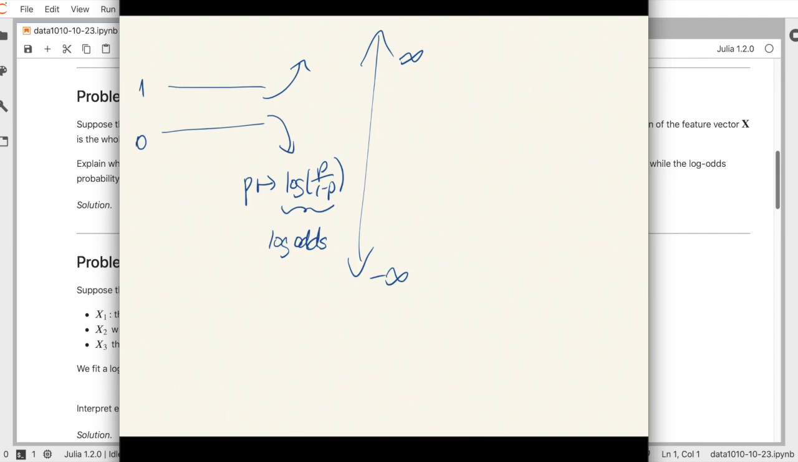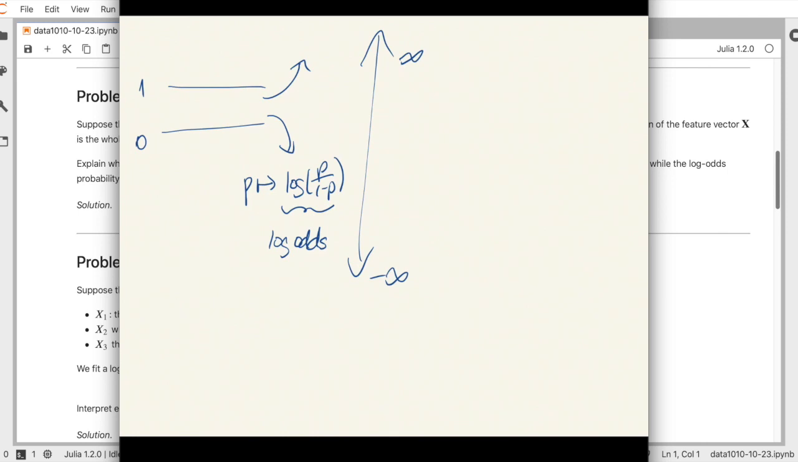And the point is that once you've blown this interval from 0 to 1 up to the whole number line, then it becomes meaningful to think about modeling this as a linear function of the feature values. In fact, that's another characterization of logistic regression. We're saying that the log odds of being in class 1 conditioned on the observed feature value is a linear function of that feature value.